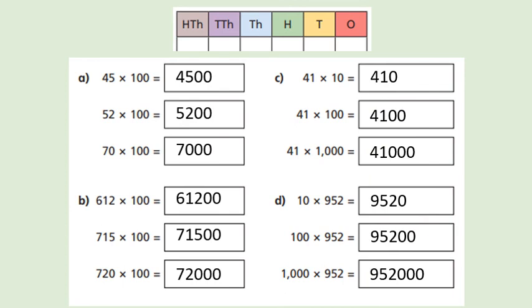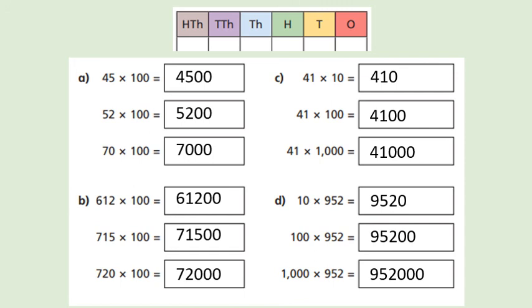45 multiplied by 100 is 4,500. 52 multiplied by 100 is 5,200. 70 multiplied by 100 is 7,000. 612 multiplied by 100 is 61,200. 715 multiplied by 100 is 71,500. 720 multiplied by 100 is 72,000.